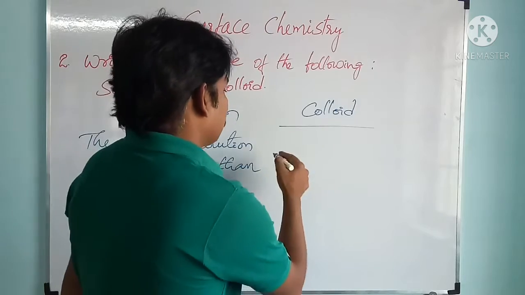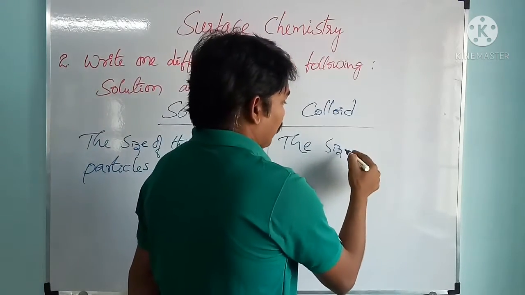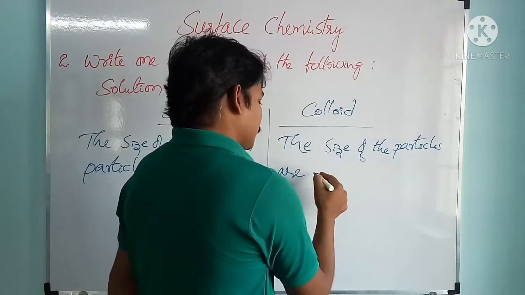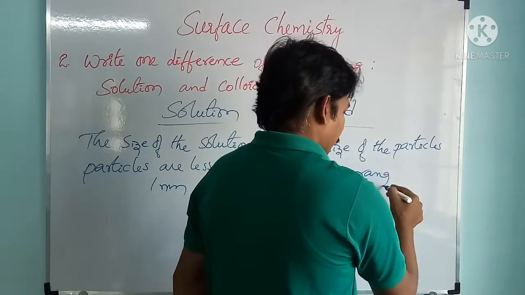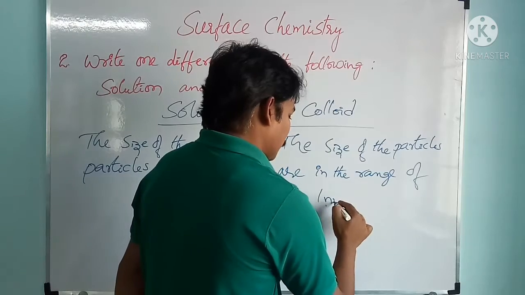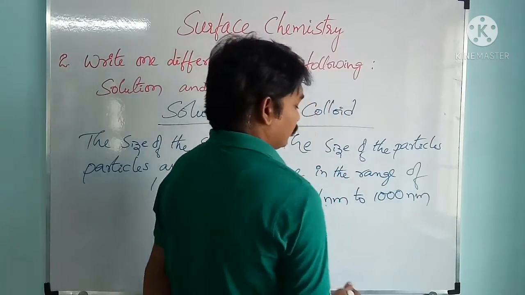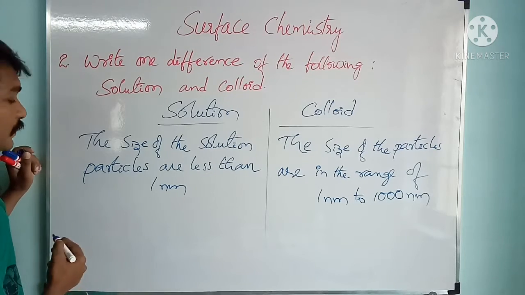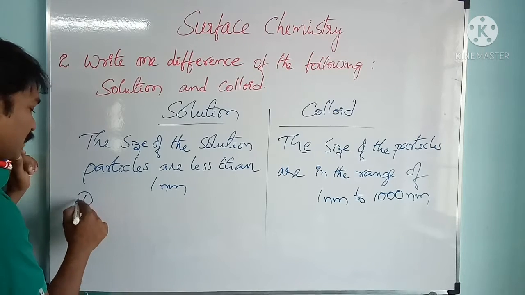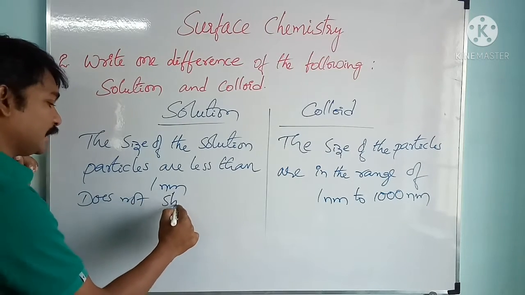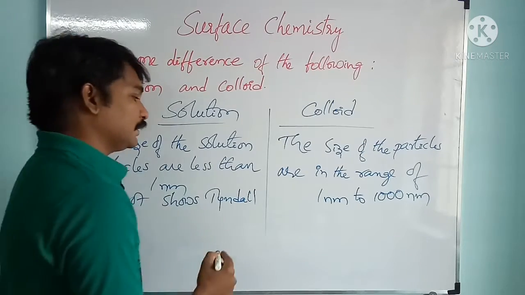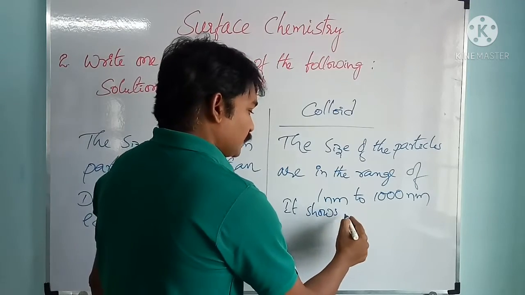In case of colloids, the size of the particles is in the range of 1 nanometer to 1000 nanometer. These are very microscopic particles in case of solution, whereas colloidal particles are a little bit bigger than solution particles. And a solution does not show Tyndall effect. In case of colloid, it shows Tyndall effect.